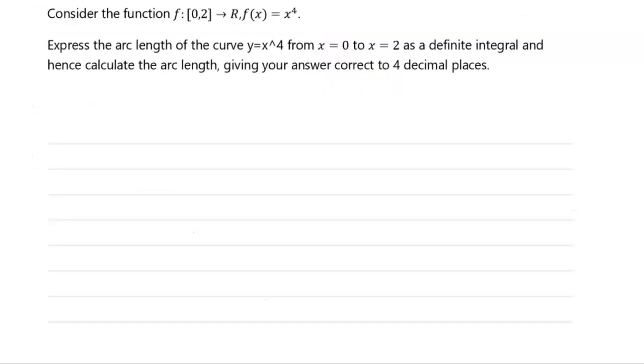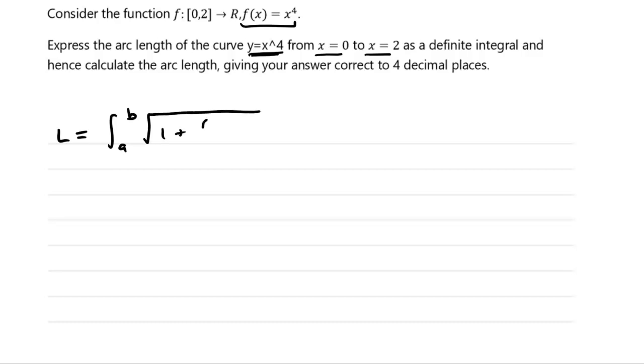So in this question here, we've got a new function and we're told that we're just going from, apologies for this, we're told we're going from x equals 0 to x equals 2. We want to express that as a definite integral and then hence calculate the arc length, giving your answer to 4 decimal places. So for this one, it's just testing your ability to apply the correct formula. So let's put the general one in first. I find it helps me collect my thoughts.